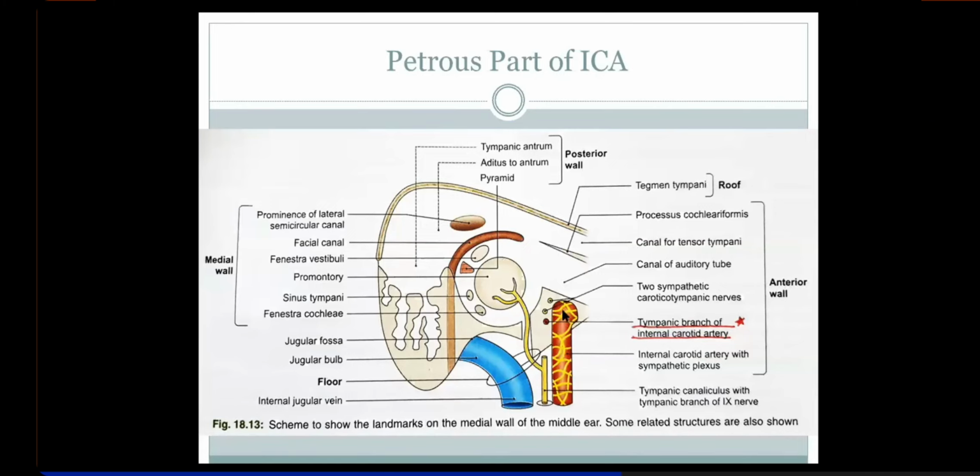internal carotid artery. You can see it is covered with sympathetic nerve plexus, and a venous plexus also surrounds this. So in the lower one third of the anterior wall of the middle ear, it gives its tympanic branch of the internal carotid artery, right? As well as, because of the sympathetic plexus around this artery, it also gives out its caroticotympanic nerves through the anterior wall. This is also called caroticotympanic.